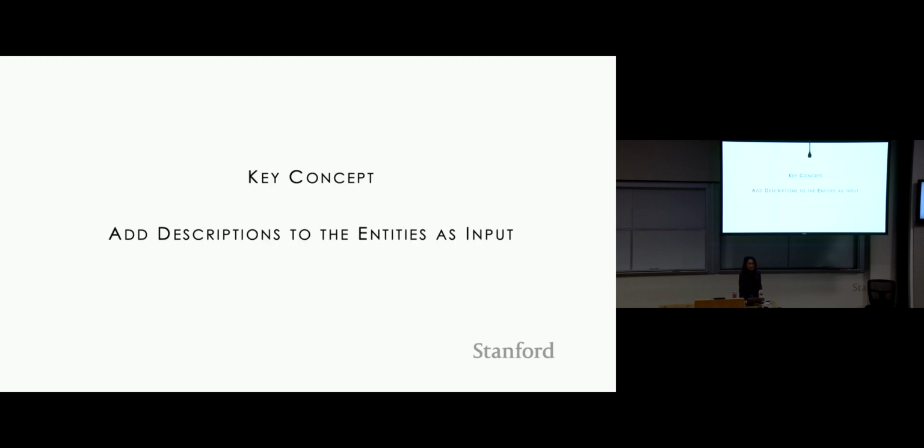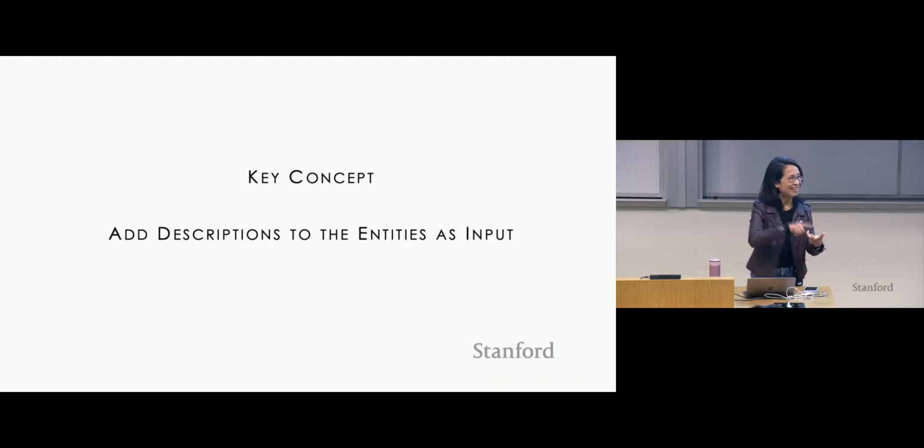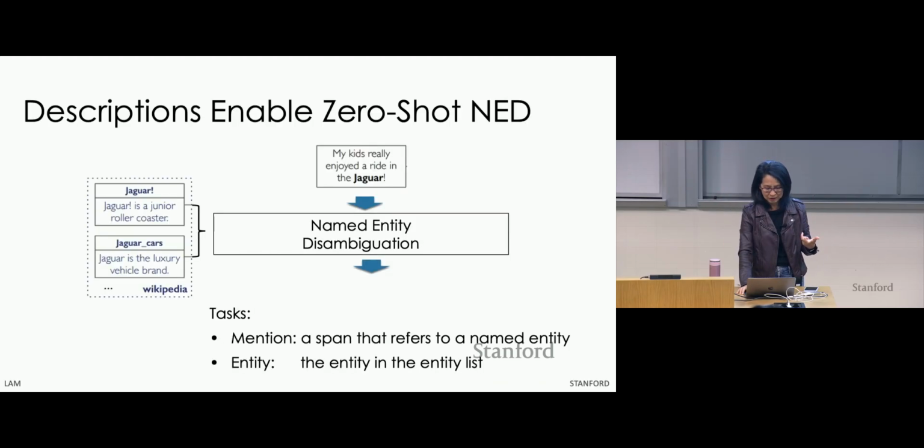Zero-shot means that I want to link something, I want to find the entities, and I have not seen the entity before. Okay, I'm going to train a network on what I have, but then I have to be able to handle new entities that I do not train with, because there are so many entities in this world. And so their key concept here is that we just add descriptions to the entities as input. You don't just give me a bunch of entities and a bunch of documents and say, this one is that one. What we're going to do is to add in the descriptions.